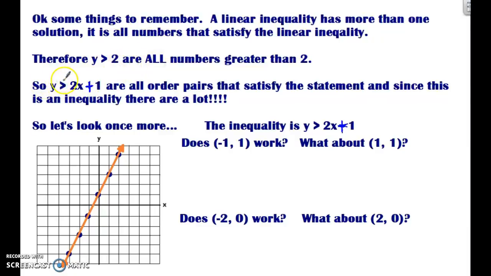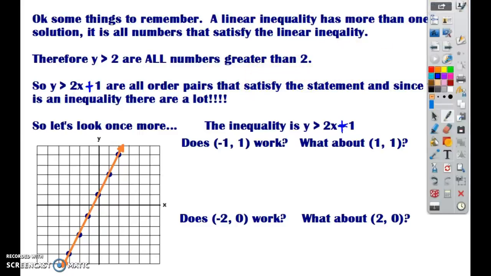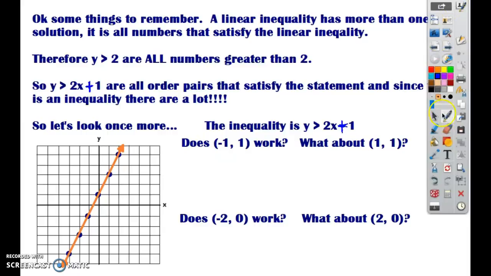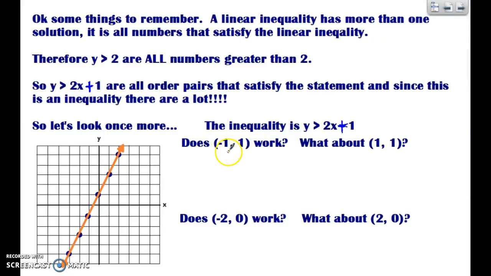So y, which is greater than 2x plus 1, are all ordered pairs that satisfy the statement. And since this is an inequality, there are a lot of ordered pairs that satisfy this statement. So when we look at this problem right here, we're going to see what works and what doesn't work. So does (-1, 1) satisfy the statement? Okay, so we have (-1, 1). So this is x and this is y. We already know this. Just want to review again.